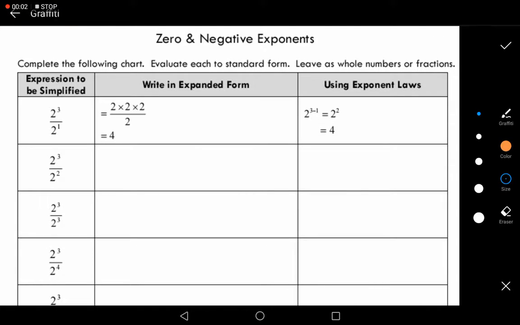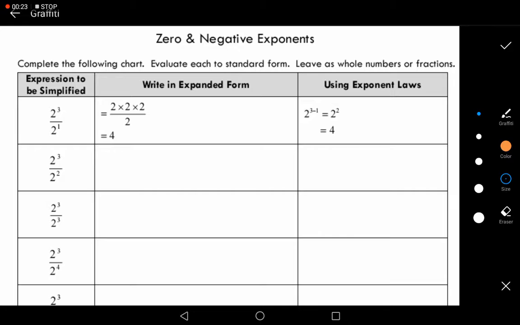This is the second lesson of Unit 5 on zero and negative exponents. So we're going to start by completing the following chart. It says evaluate each to standard form and leave as whole numbers or fractions. So no decimals here. Okay, so we can see this first example.